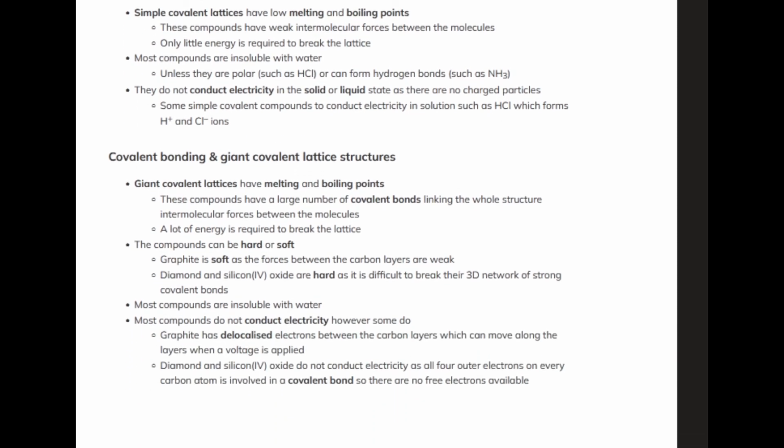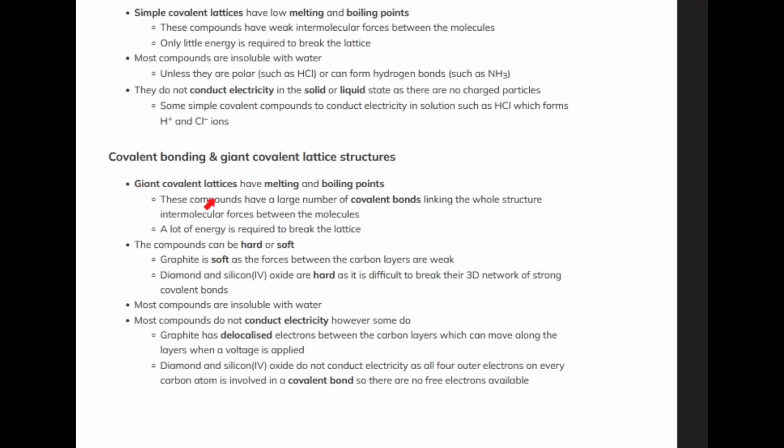Covalent bonding and giant covalent lattice structures. Giant covalent lattices have high melting and boiling points. One word is missing in the slide, so that's why it sounds a bit weird. How high is that? It can come to four digits, like 3000 degrees Celsius for diamond and graphite.